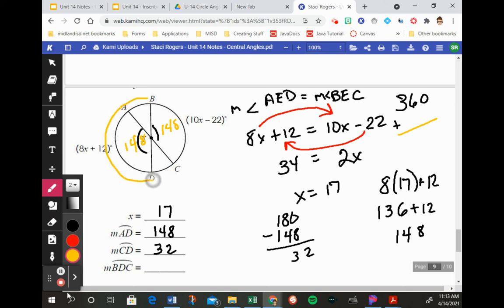B, D, C. So 180 plus, what is C, 32? 180 plus 32 is 212. Yep, 212. All right, one more.